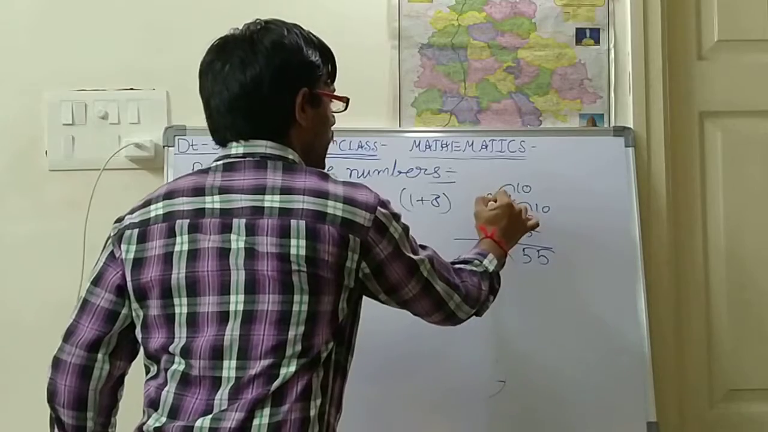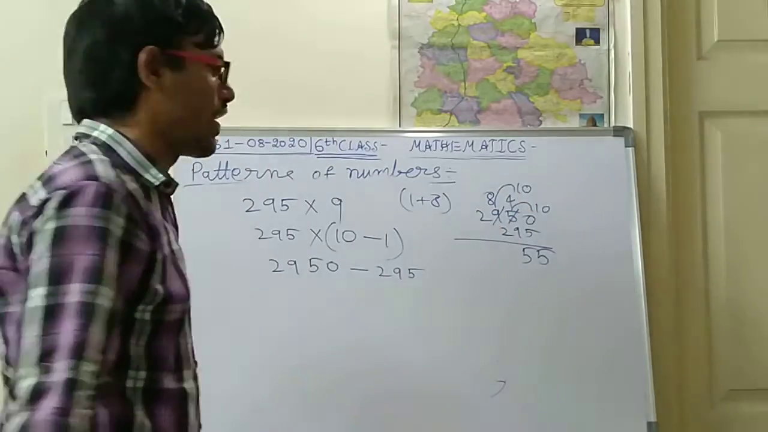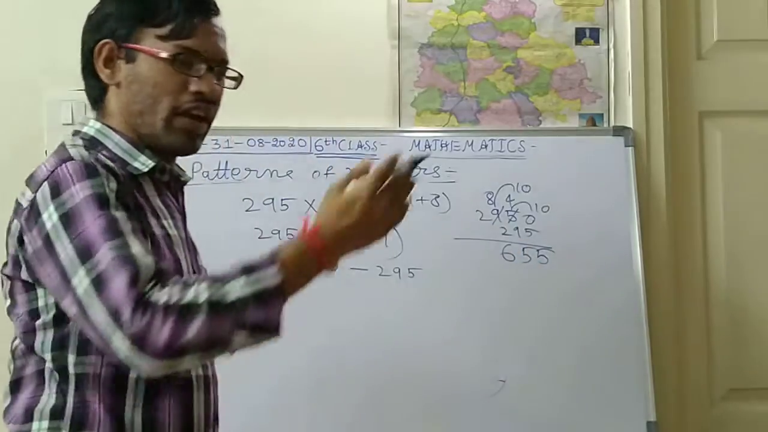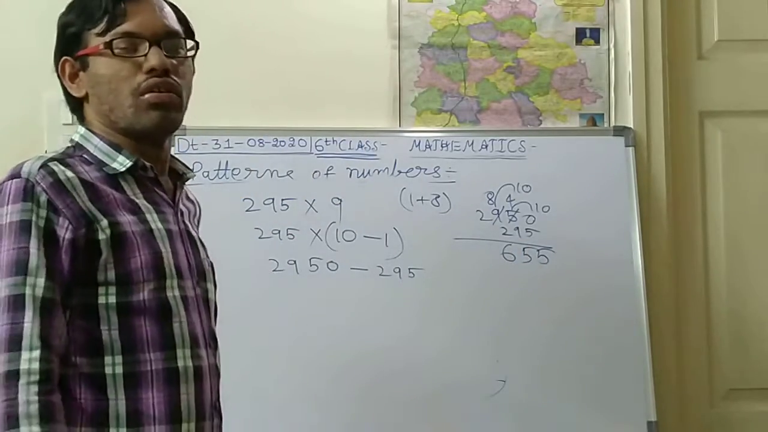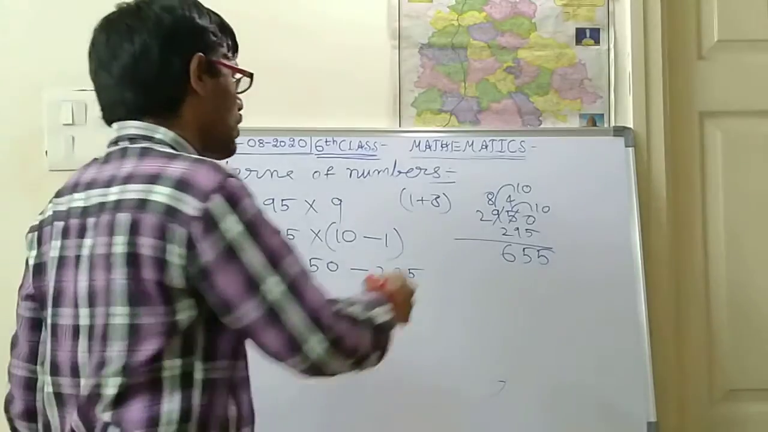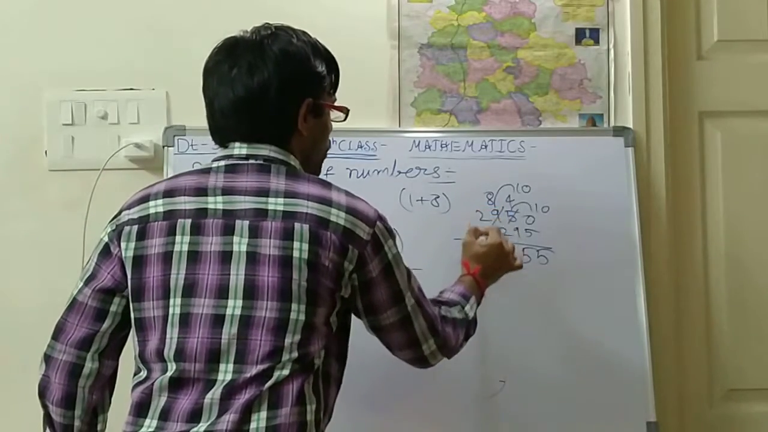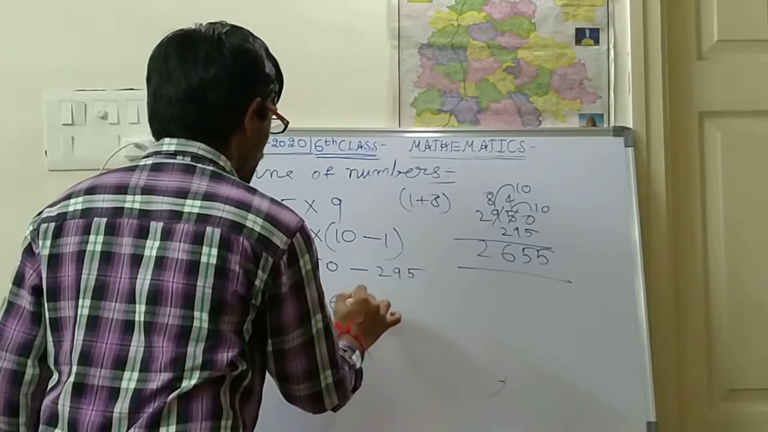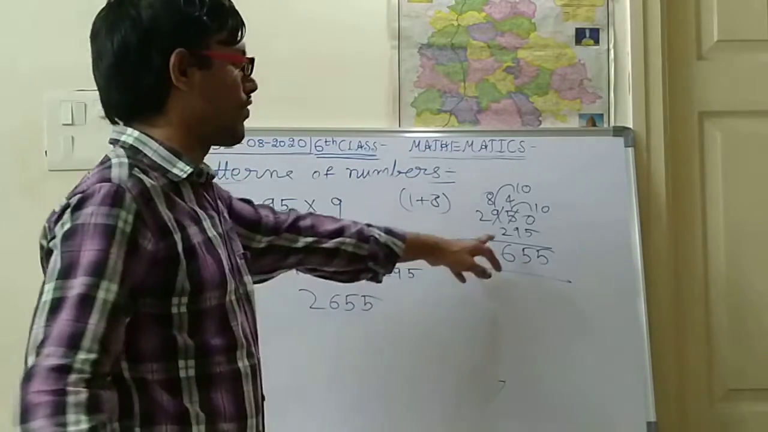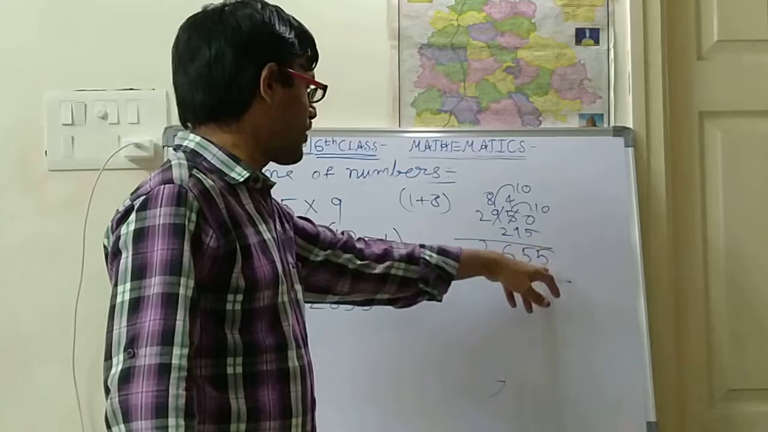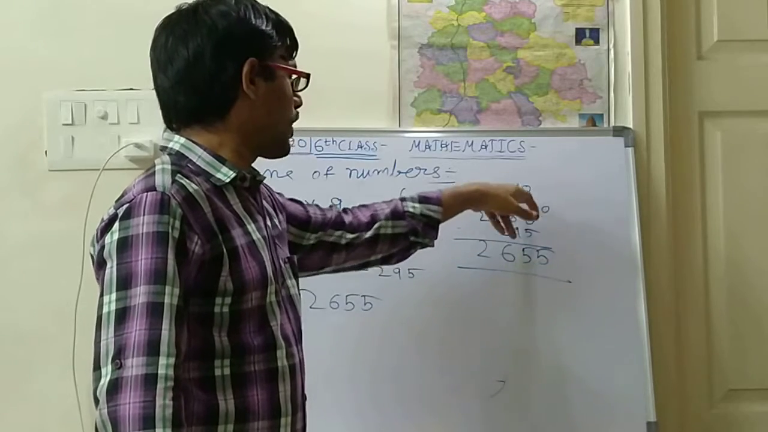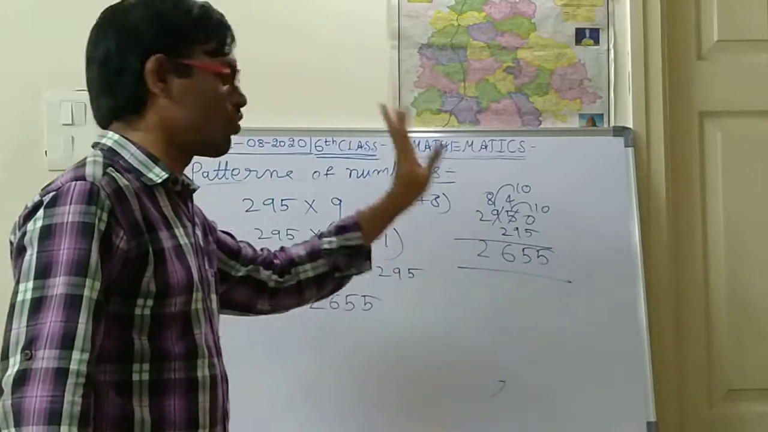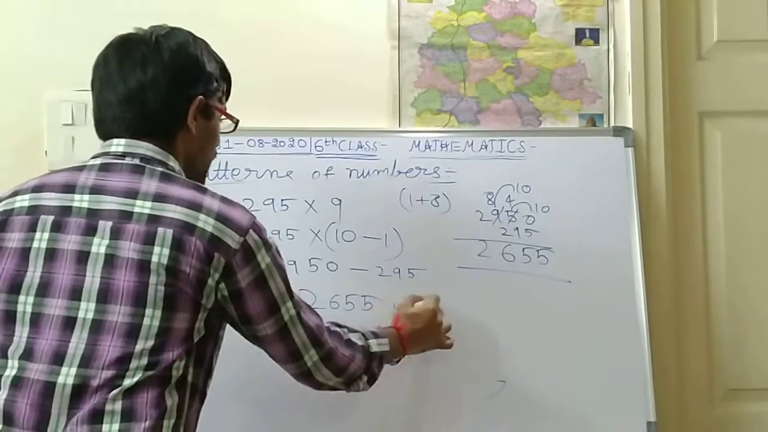Next 8, reduced to one number, 8. So 8 minus 2 is 6. Going back 2 steps from 8, that is 6. Next 2 is as usual. 2655 is the answer, the result for this one. So borrow 10 minus 5, 5. Then 14 minus 9 is 5. Next 8 minus 2 is 6, then 2. Okay, 2655 is the result.